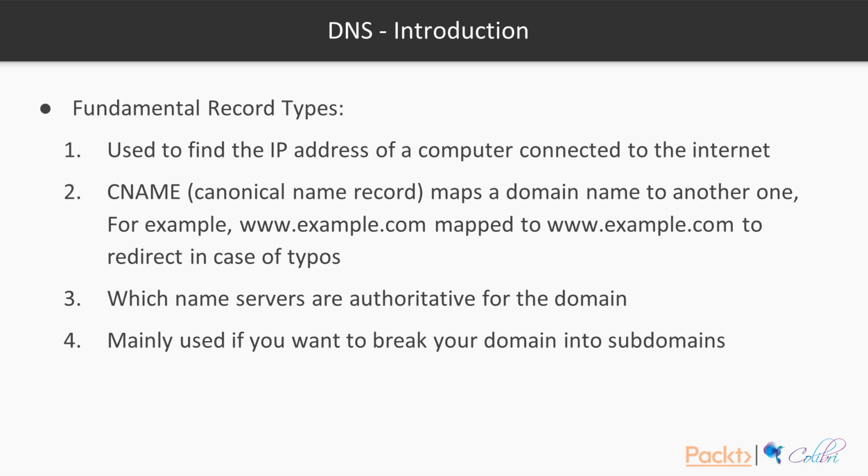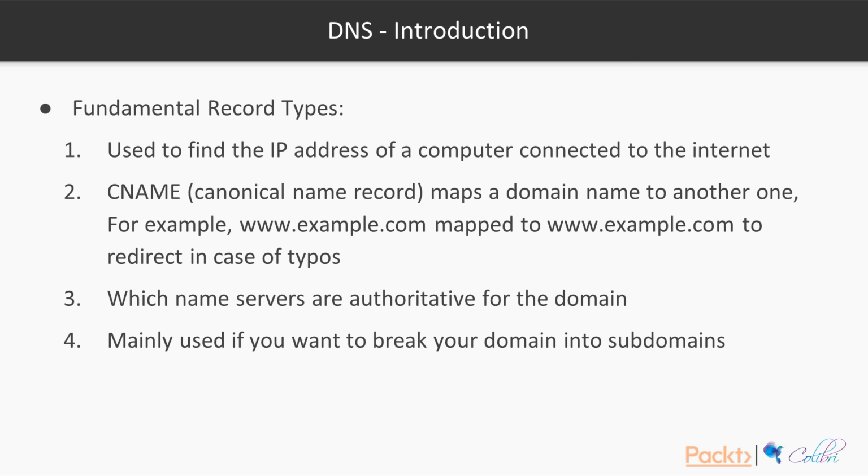Then we have a CNAME record, which is the canonical name record, which maps a domain name to another one. For example, if we have a user who mistypes, instead of www.example.com, they will type in www.example.com, instead of having them being redirected to a web page that is going to display this DNS name does not exist, this entry is not known, we can actually use a CNAME to redirect them to the actual website, which would be www.example.com.